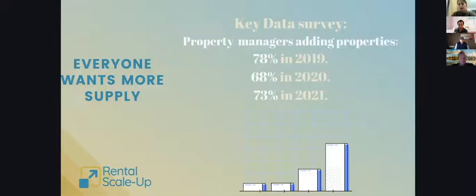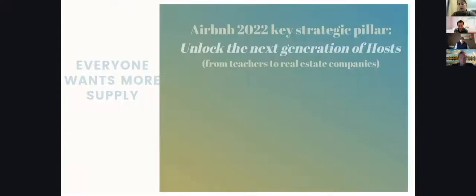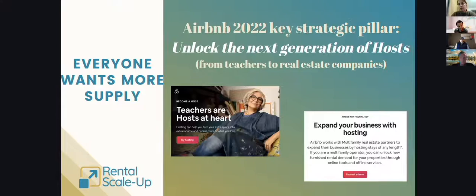And this search for supply is not just property managers, right? Airbnb, for example, has stated in its 2022 strategy that they wanted more supply. Airbnb has three main pillars in its strategy for 2022. One of them is called unlock the next generation of hosts. It's not find the next host, right? It's unlock the next generation of hosts, which does mean that it's kind of hard to find the people.